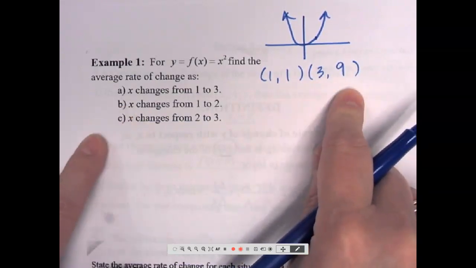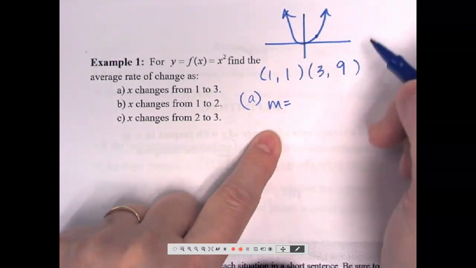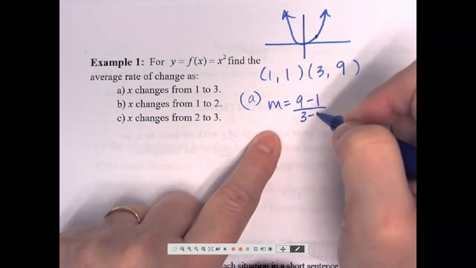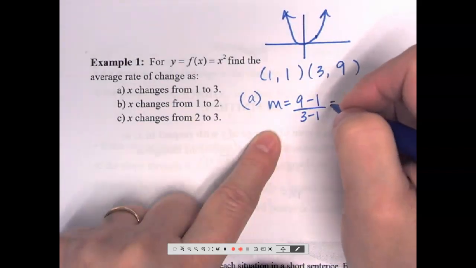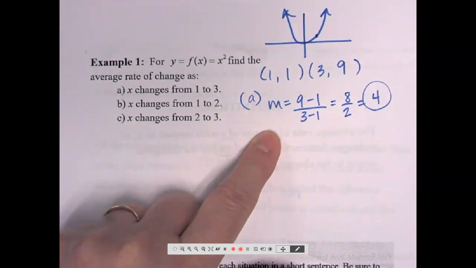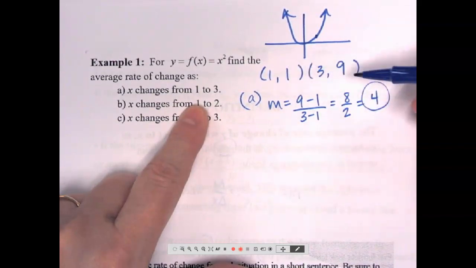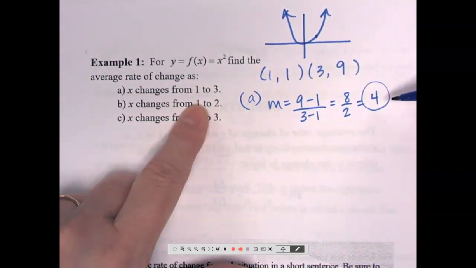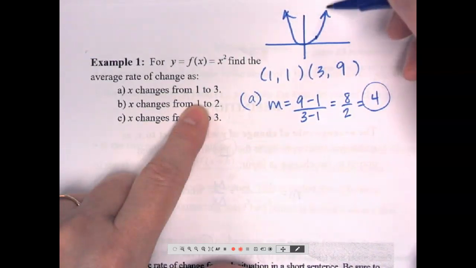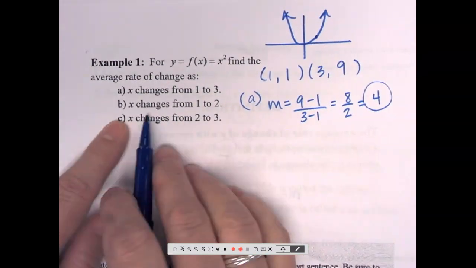So let's use our slope formula. The slope will be y2 minus y1 over x2 minus x1, which is 8 over 2, or 4. Does it make sense that if I connect these 2 points, I would have a positive slope? Yeah, especially knowing what this parabola looks like. (3, 9) is going to be way up here somewhere. Yes, if I connect those, that should be a positive slope. Okay, next part, B.